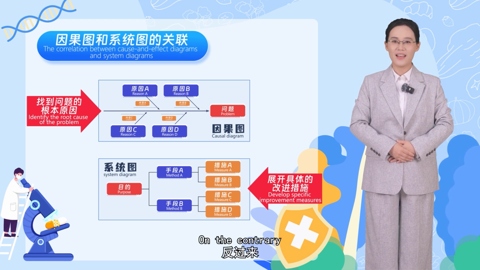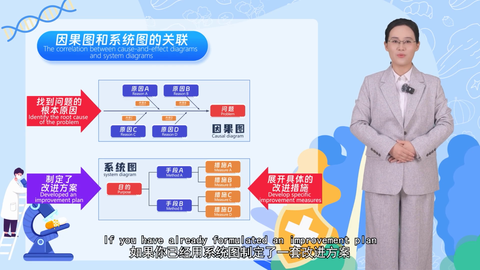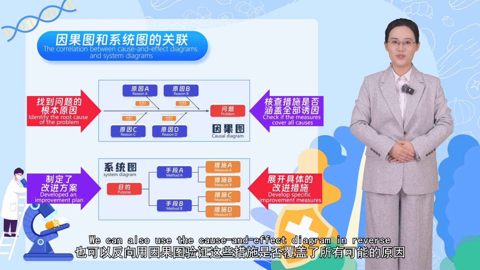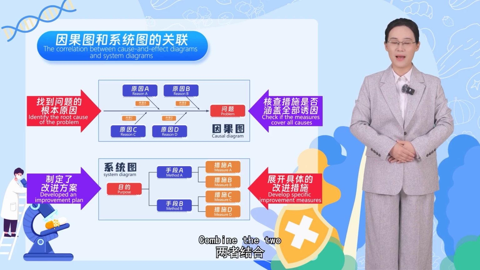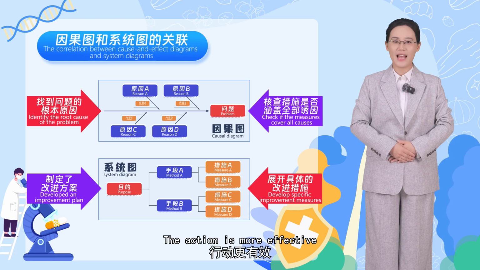On the contrary, if you have already formulated an improvement plan using a system diagram, we can also use the cause and effect diagram in reverse to verify whether these measures cover all possible causes. Combine the two, the analysis is more rigorous. The action is more effective.